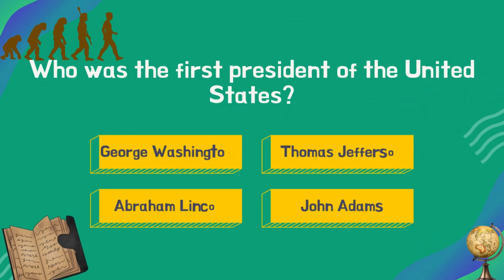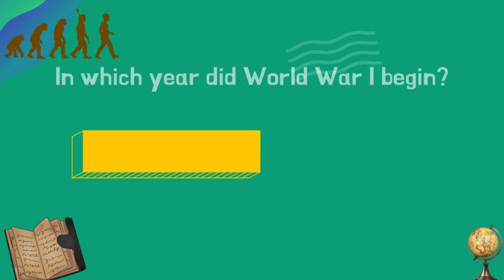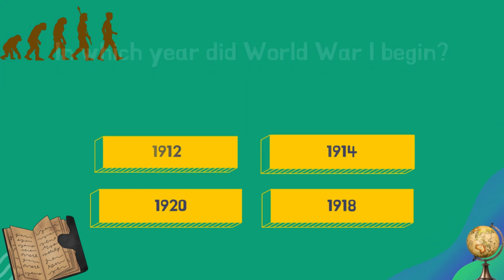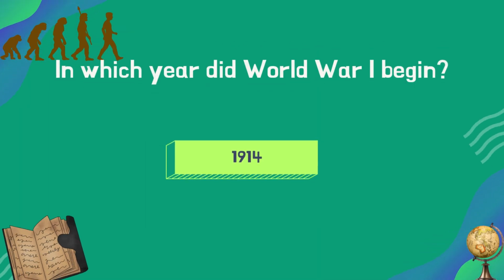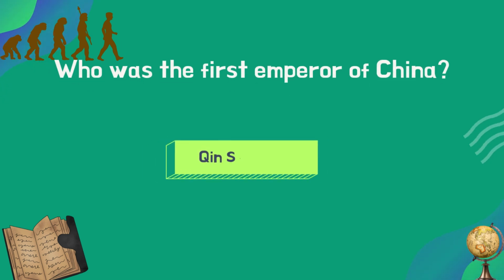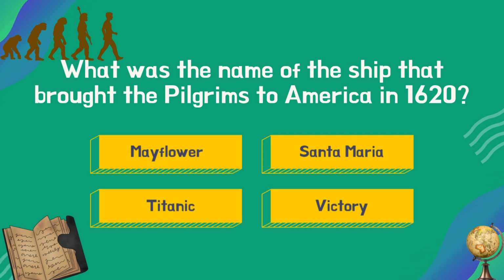Who was the first President of the United States? In which year did World War I begin? Who was the first Emperor of China? What was the name of the ship that brought the Pilgrims to America in 1620?